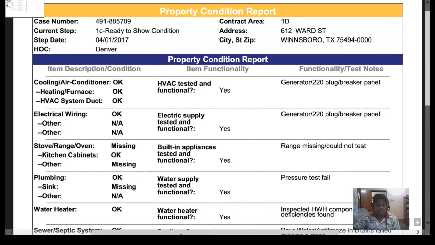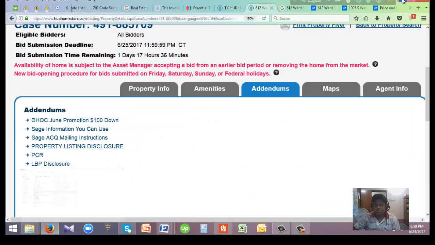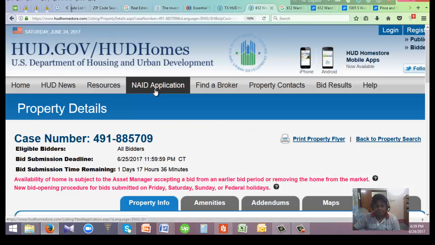Okay, after that we can go to our site, and we can get all the pages. We can view all these pages and get some information about the properties. After that, we can go to the property information.